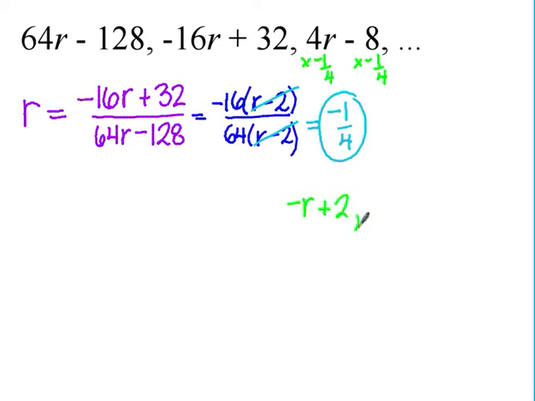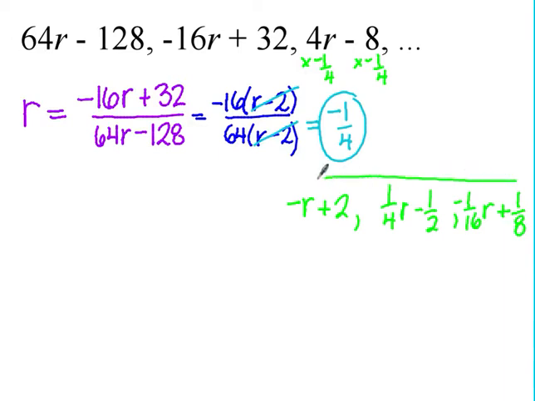Now what I'm going to do is take negative 1 times negative 1/4. So what do you get there? 1/4 r minus 1/2. Now I'm going to do the same thing. I'm going to take 1/4 times negative 1/4, and I'm going to get negative 1/16 r. And then negative 1/4 times negative 1/2 is plus 1/8. And there you go.